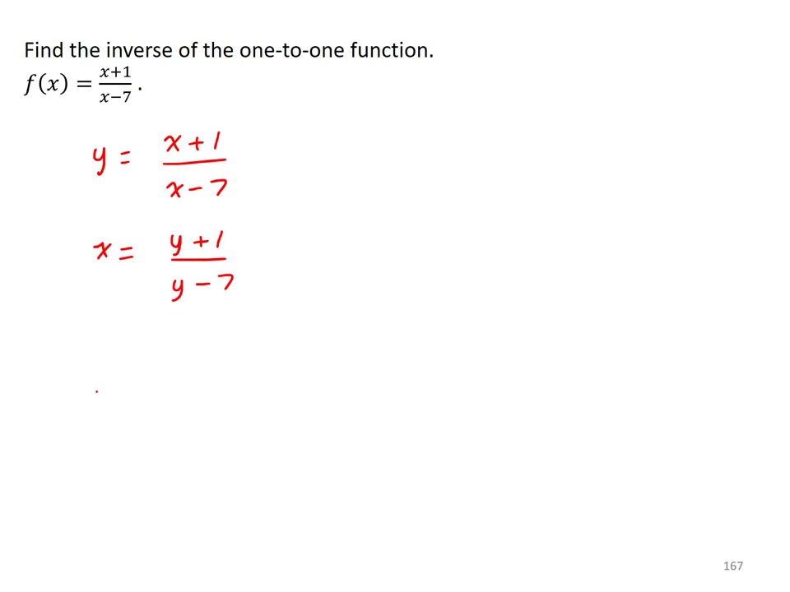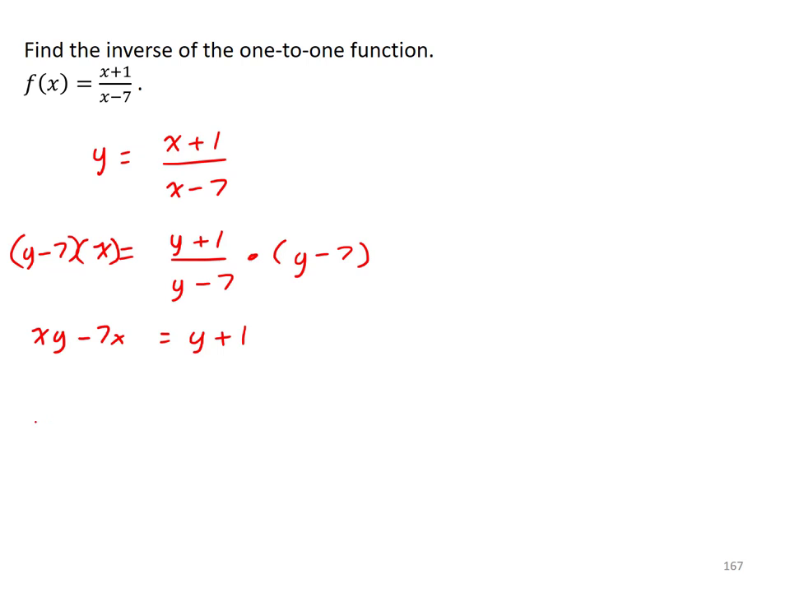Now what I'm going to do next is a very common tactic with functions like this. I'm going to multiply both sides of my equation by y minus 7 because it's the expression in the denominator. So I have y minus 7 in parentheses times x equals y plus 1 over y minus 7 times the quantity y minus 7. On the right-hand side, those two quantities simplify, so we don't have to write that. So the right-hand side is y plus 1. The left-hand side, if I distribute the x term, will be xy minus 7x.